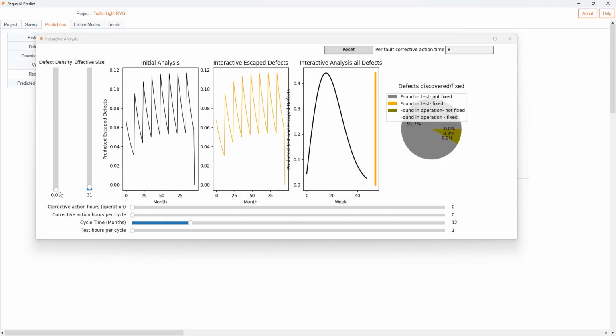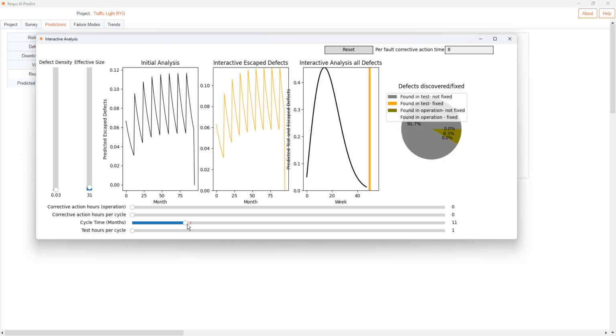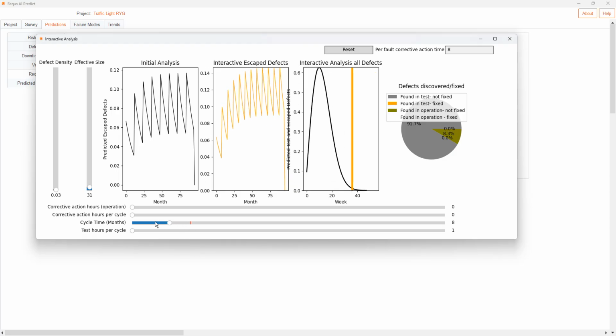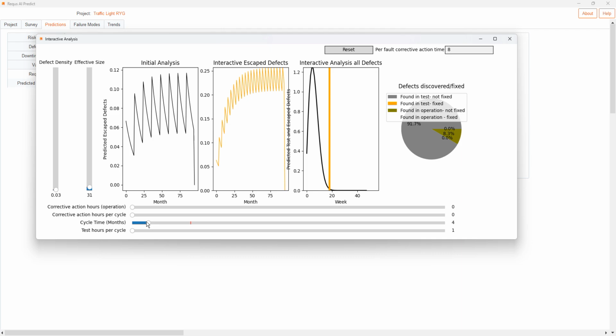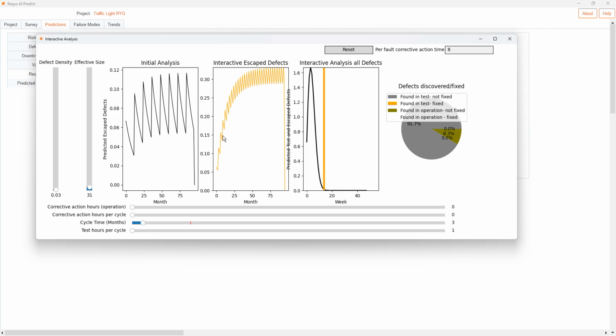And with the interactive analysis, I'm going to show how this works. The cycle time and the effective size work together. So right now we have cycle time set at 12 months, which is really, really big. Let's set this down to more of an agile development at quarterly. Now, if we're going to reduce the release cycle down to 1/4, we also have to change the effective size down too. Otherwise, we'll have massive pileup in defects.